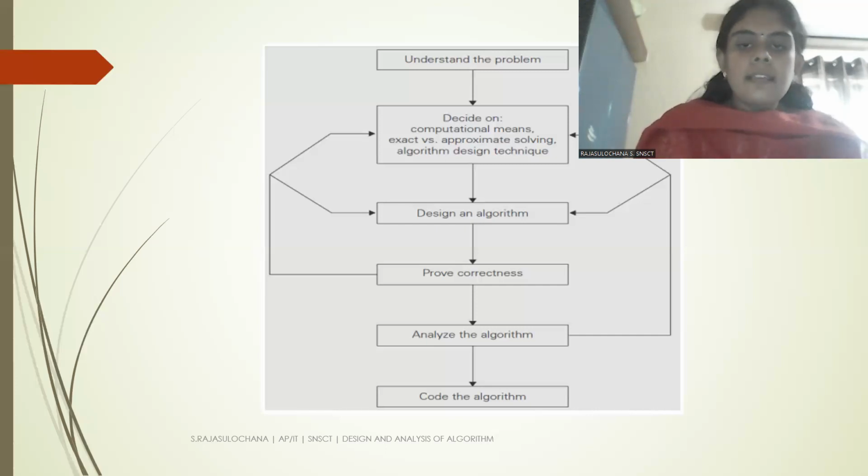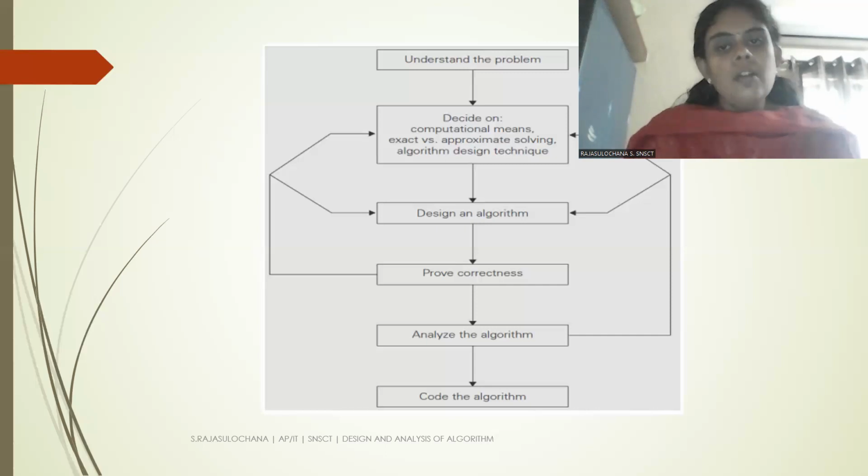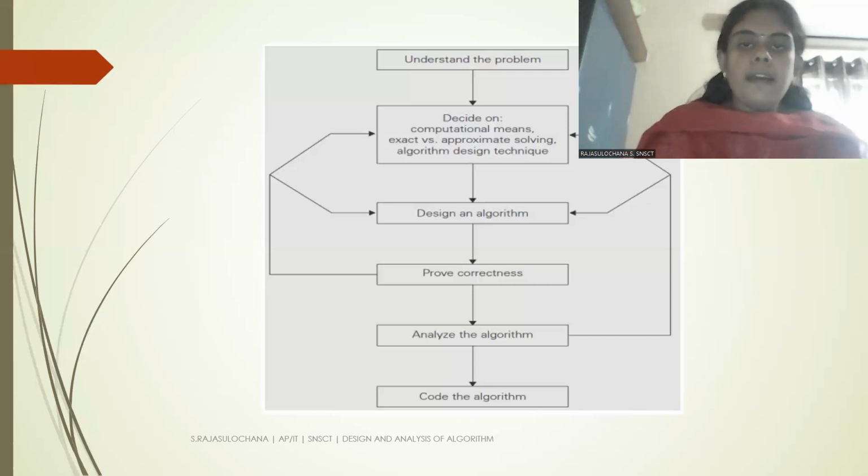So when analyzing the algorithm based on time and space complexity, the same problem may occur. So in that phase also, you will move back to deciding on computational means and designing an algorithm phase. So this is the flow in which this problem solving technique works. So let us discuss one by one in detail.